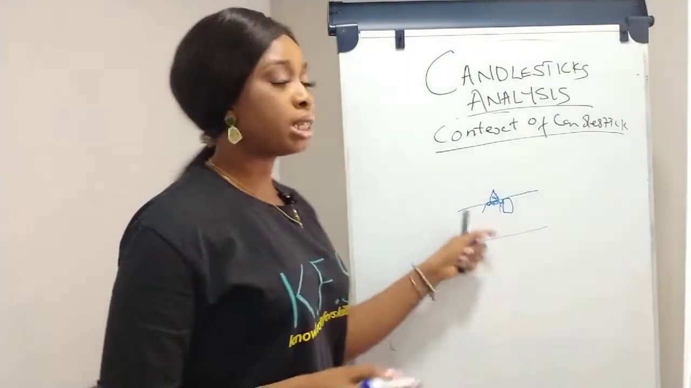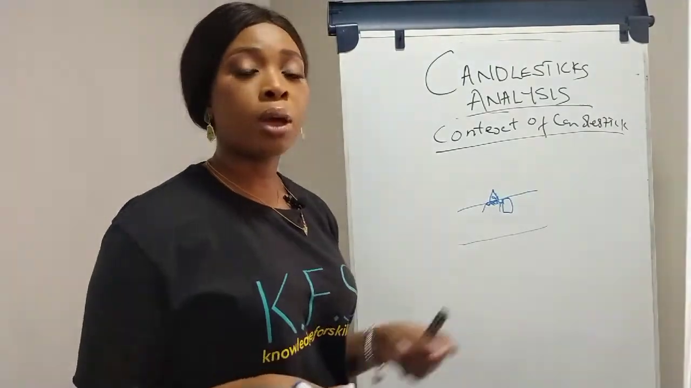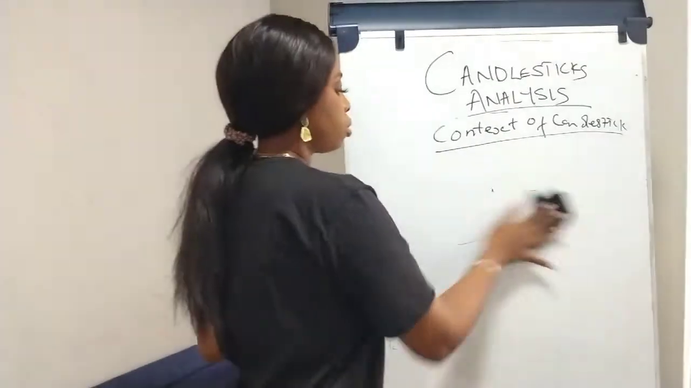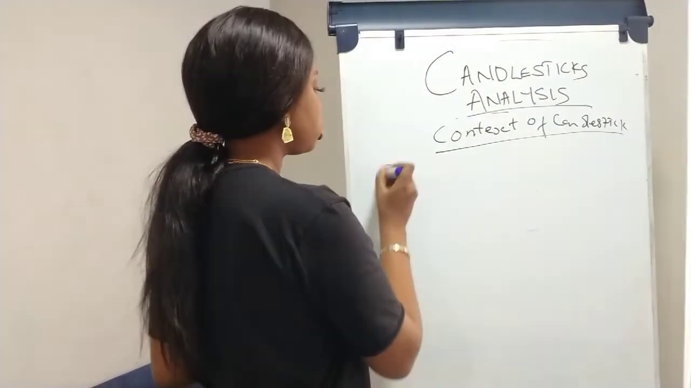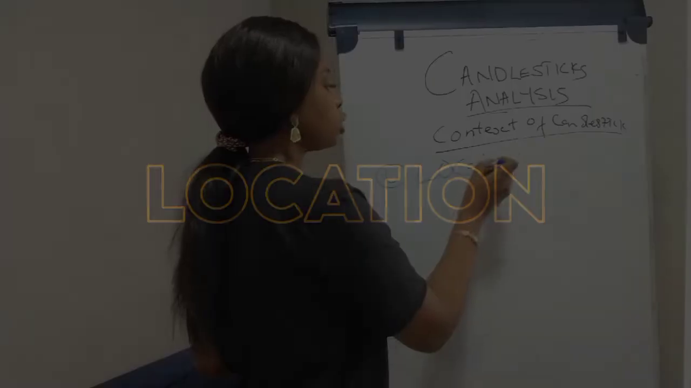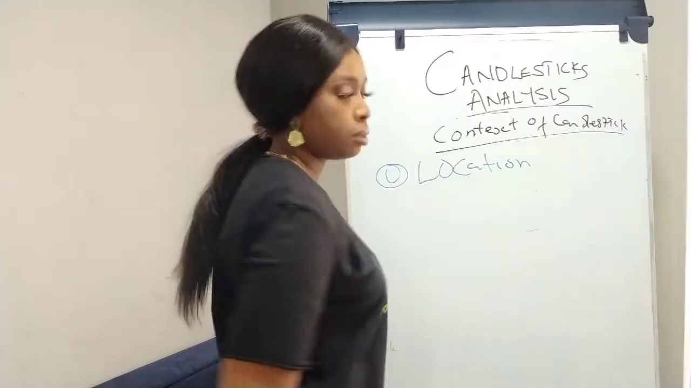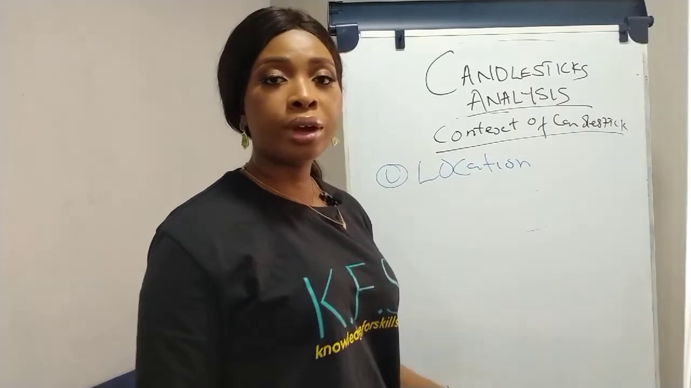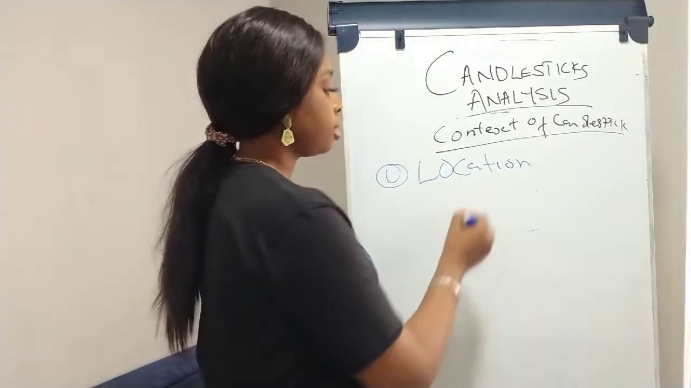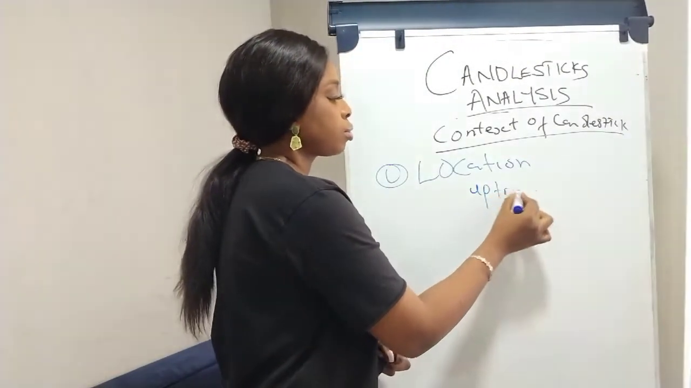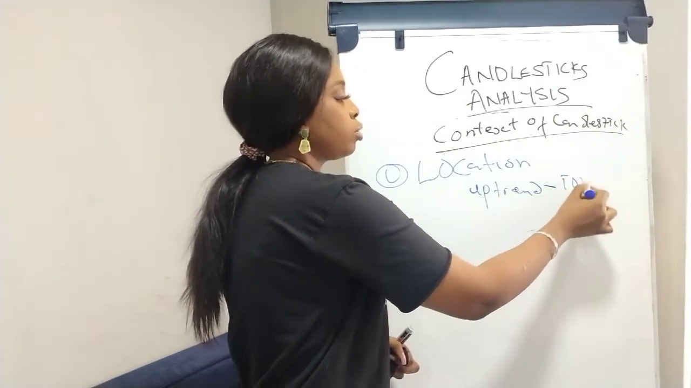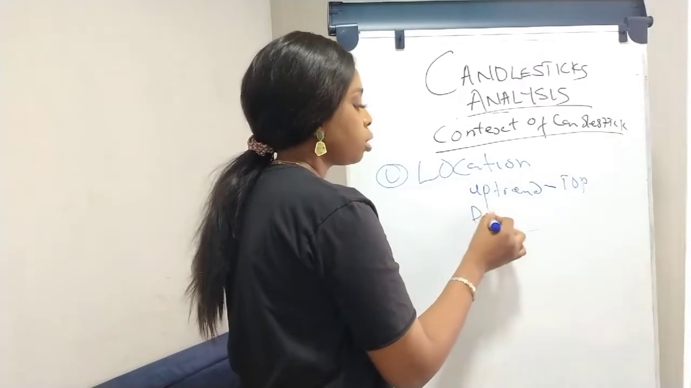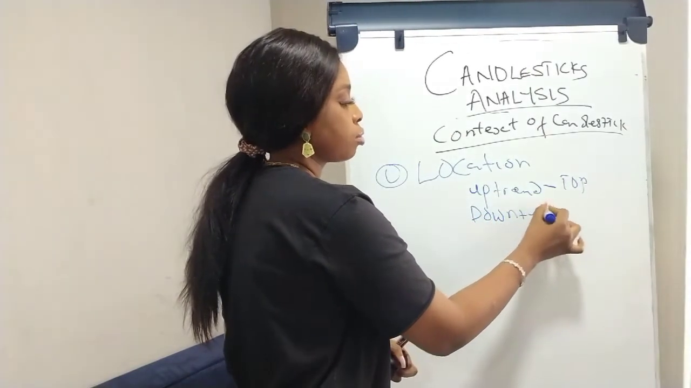They also help with the sentiment of the market, like who is in control of it, right? So when we're talking about the context, number one, you have to understand the location of the candlestick. Where is this candlestick at? Is it inside an uptrend, top of the uptrend, or bottom of the downtrend?